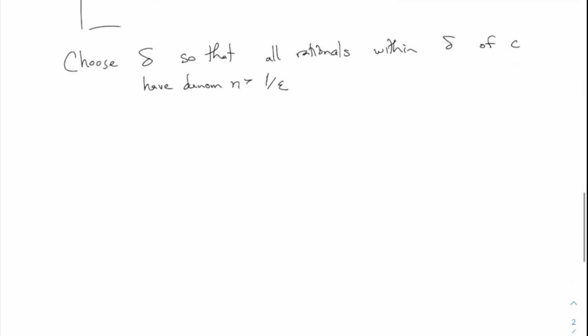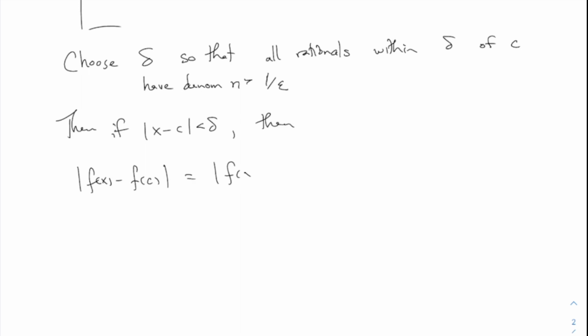So I choose the delta so that all rationals within delta of C will have denominator n, which is greater than 1 over epsilon. This means that if |x minus C| is less than delta, then I can say |f(x) minus f(C)|. Remember, we simplified f(C) equals 0, so this is just the same as f(x). Now you're going to have to divide this into two cases somehow, because you don't know at this point if x is rational or irrational.